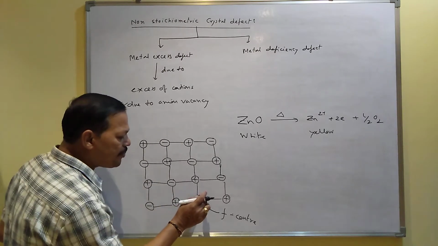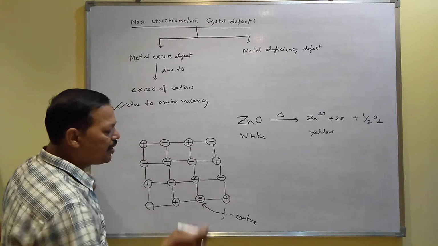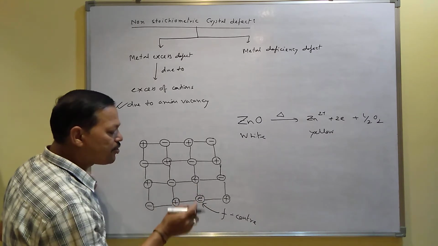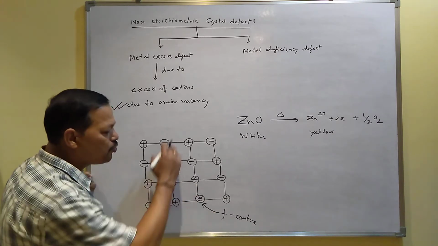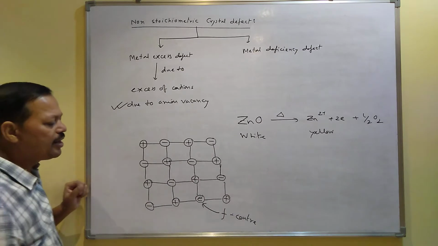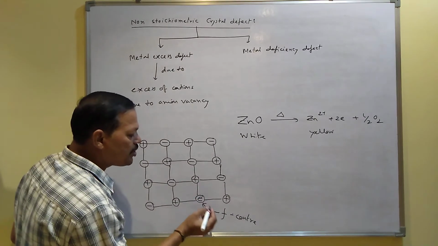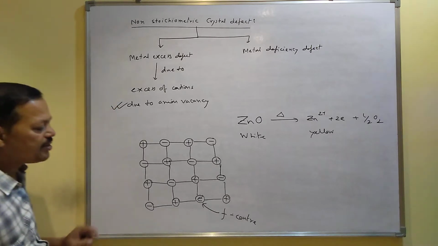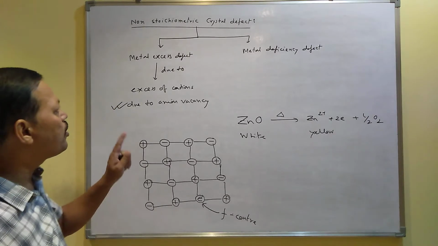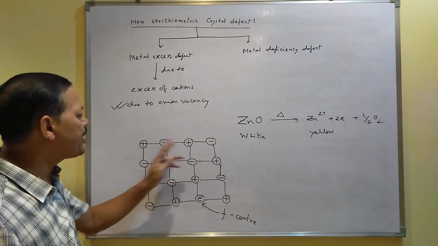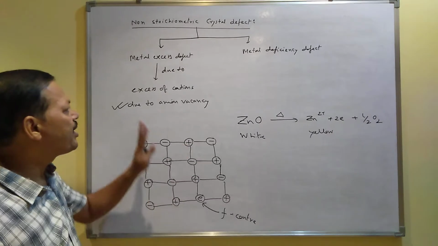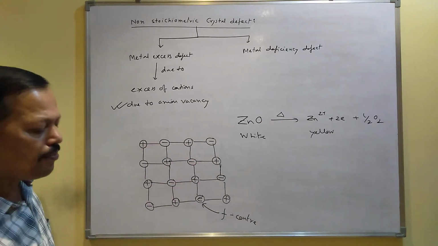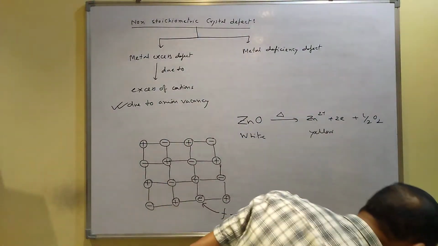So when some anion is missing from the crystal, then the position of the anion will be occupied by some electron to maintain the electrical neutrality. The electron trapped in the position is called the F center. I mean it produces color, a color producing center, and this type of defect is called metal excess defect because the cation number is more and the anion number is less. That's why this type of defect is called metal excess defect.